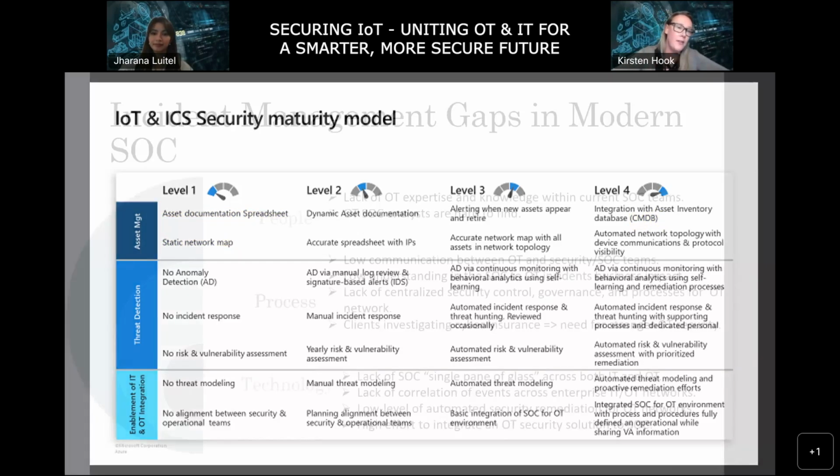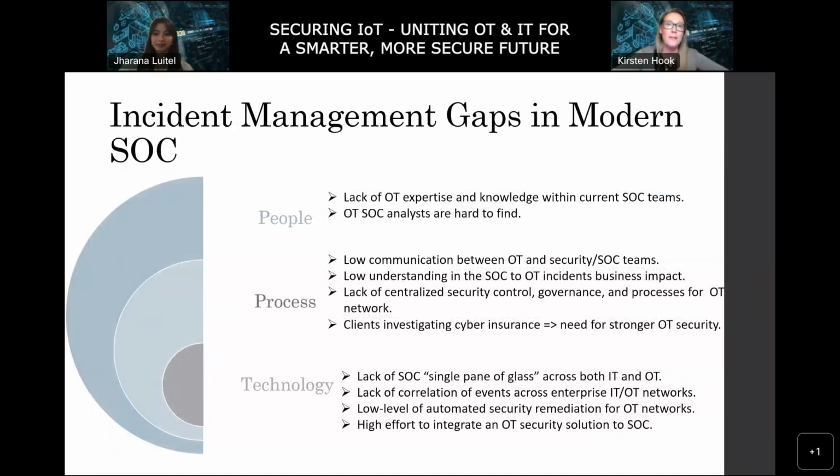And then we look down at the enablement of IT. Oh, we might as well skip, Jharana, because I am running out of time. Incident management gaps in modern SOC. So we do have gaps, that's absolutely for sure.